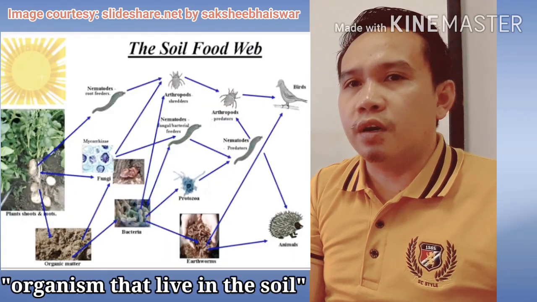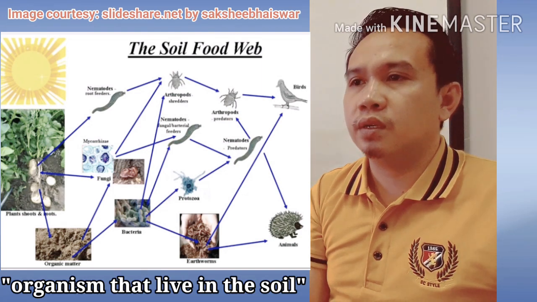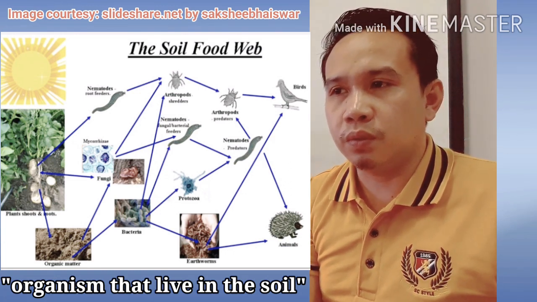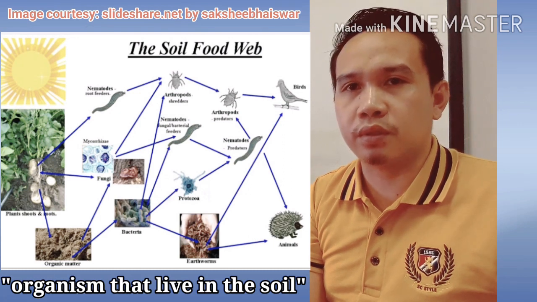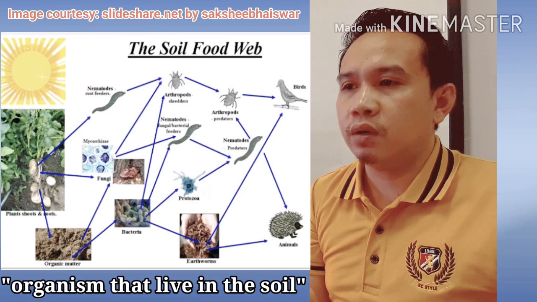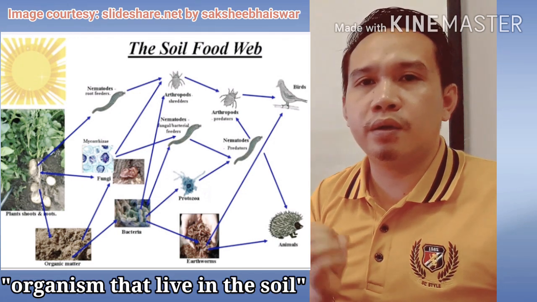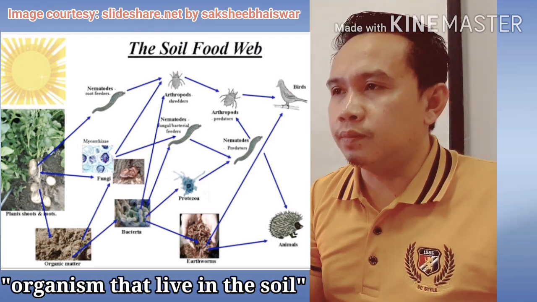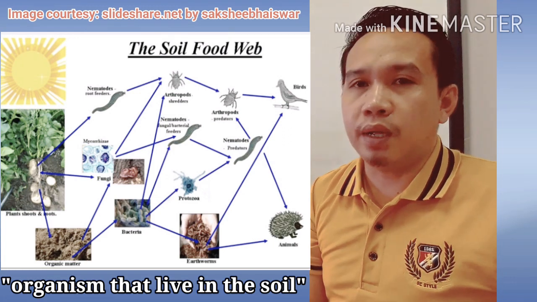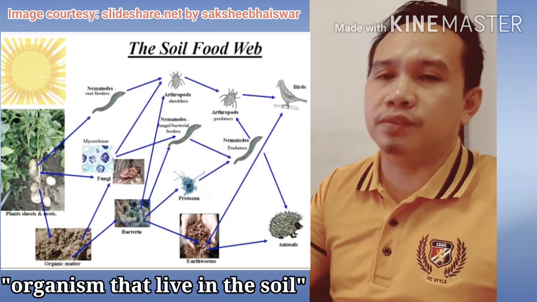The examples of the soil food web. So how are they arranged? In this way, there are plant shoots or the roots, nematodes, mycorrhizae or fungi, other organic matter, bacteria, protozoa, earthworms, arthropods, then other animals, and also birds. So they are part of the soil food web.